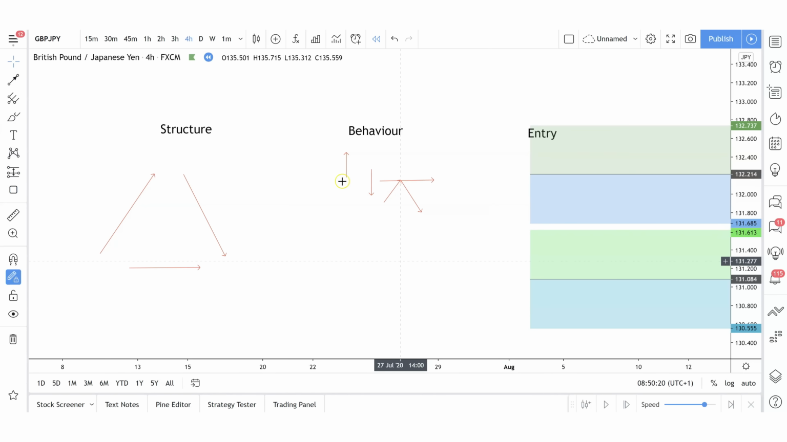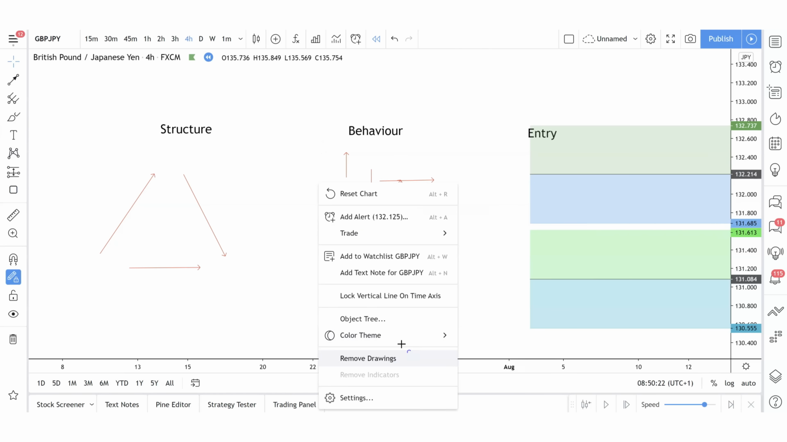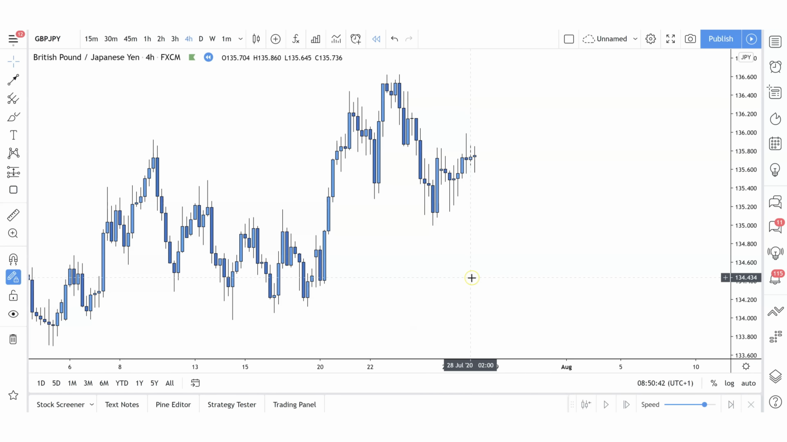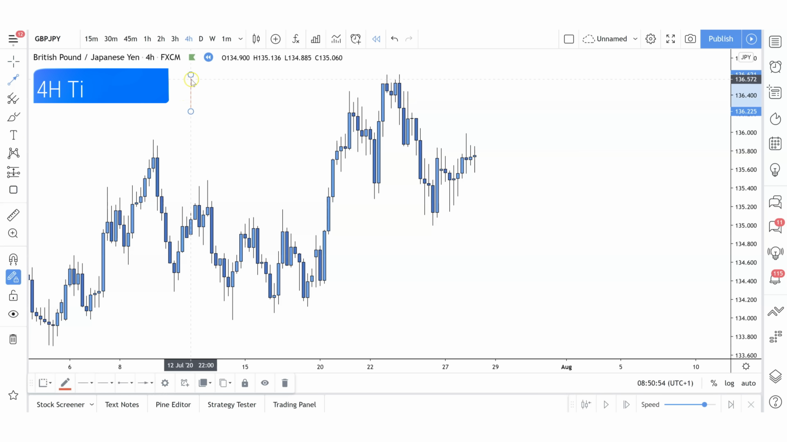So let's go through it. Let's clear the charts and let's move back up. Okay, so we're back at the charts. For this example, we're going to be looking at pound JPY. We're going to start with our first time frame. The first time frame that we're going to be using is the 4H time frame.